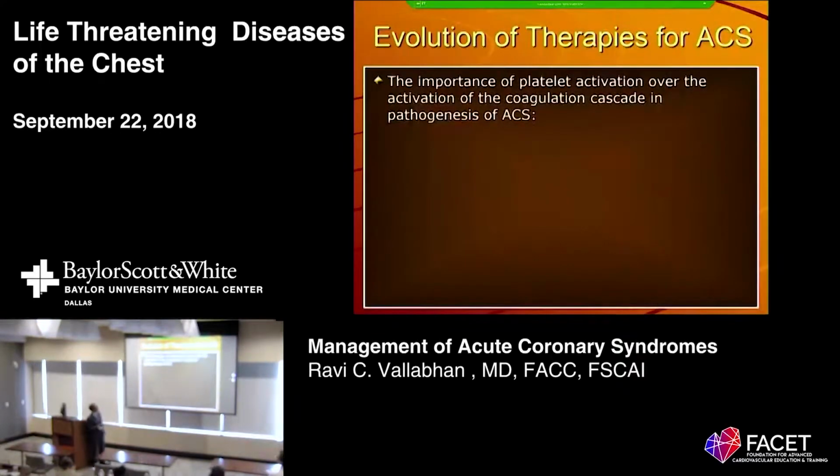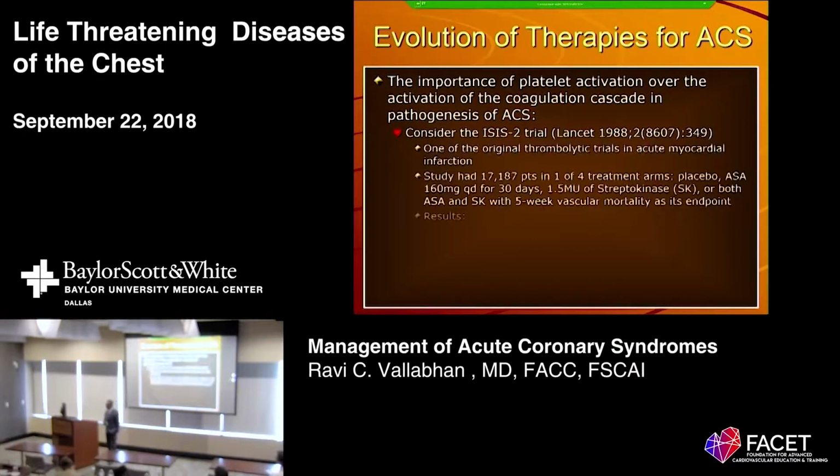And one of the things that was really interesting in the management of ACS came with a trial called the ISIS-2 trial in 1988. It was published in the Lancet. It was actually one of the very first thrombolytic trials that really taught us a fair amount about acute coronary syndromes. It was a trial before thrombolytics were universal for STEMI patients.